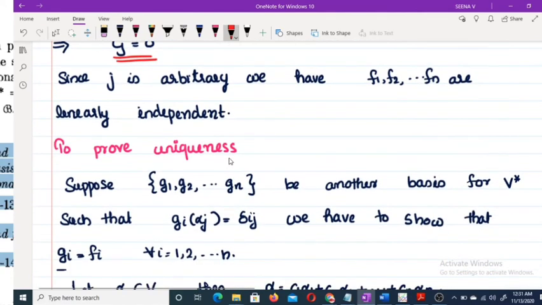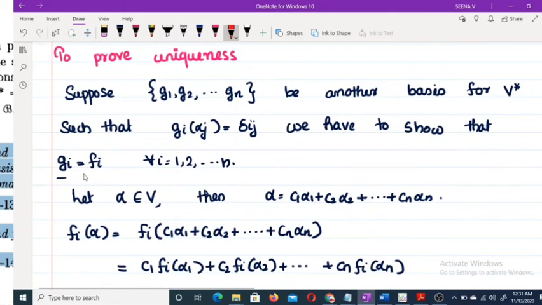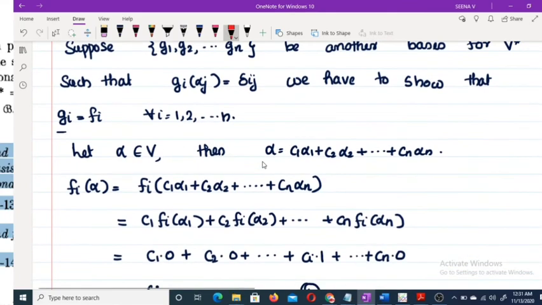Now we have to prove uniqueness. Suppose g1, g2, etc., gn be any other basis for V star such that this condition holds, and we have to prove that gi equal to fi for every i equal to 1 to n. This is very easy. We have to prove gi of alpha equal to fi of alpha for every alpha belonging to V. So for every alpha belonging to V, you can write alpha like this.